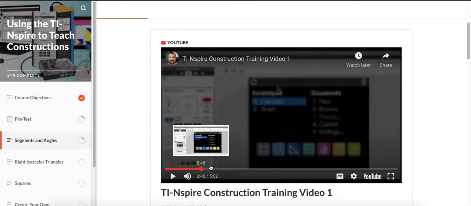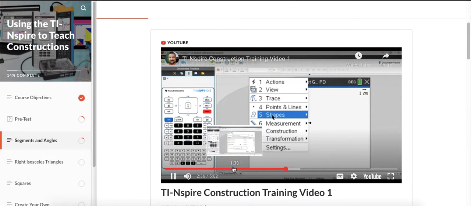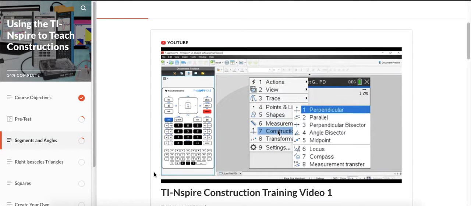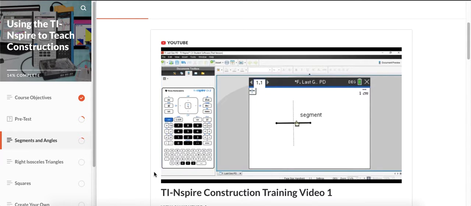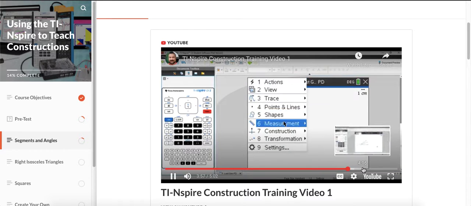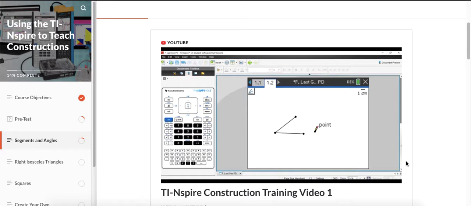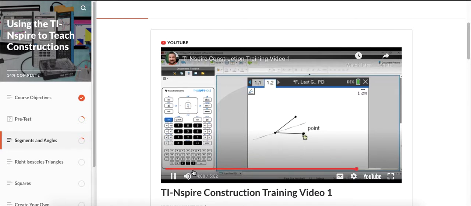I'll briefly just go through this just to show you some highlights of the video itself and how it's working. Here the teachers are asked to create a perpendicular bisector to the segment. That's just one illustration. Later on, here's the angle bisector piece. And there you go.